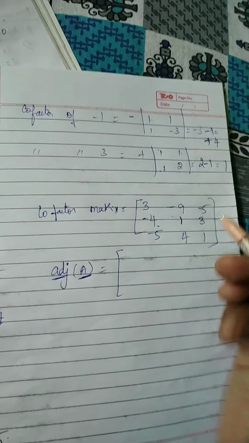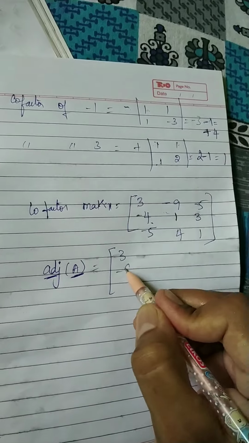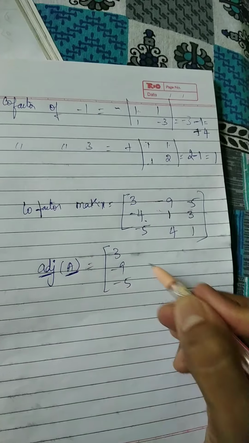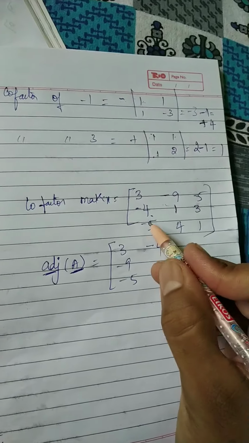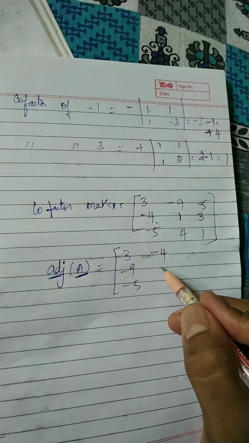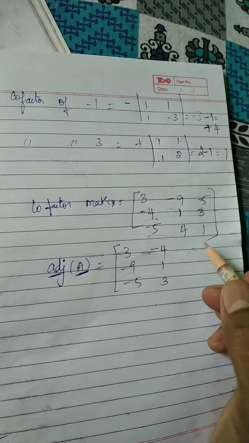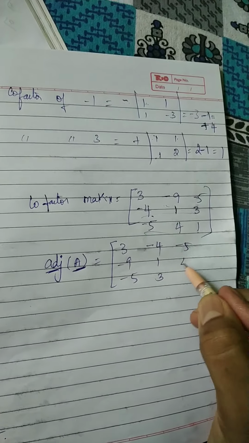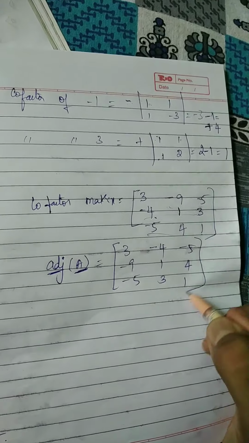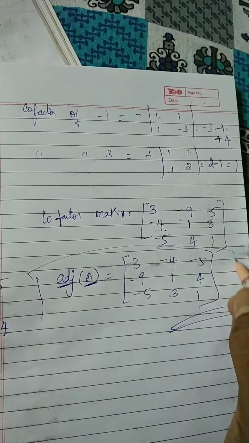Now what is the transpose of this? It is 3 minus 9 minus 5. Then rows converted into columns. Minus 4, 1, 3. Again row converted into column. Minus 5, 4, and 1. So this is our final matrix. So this is for 14 marks, students.